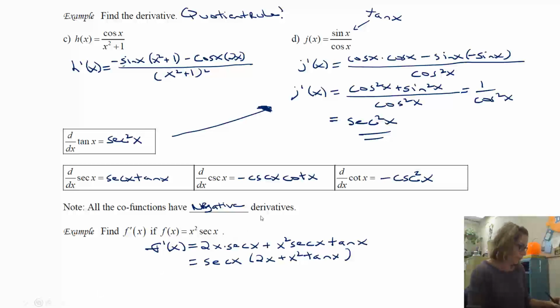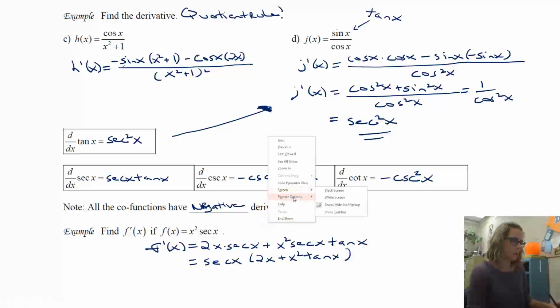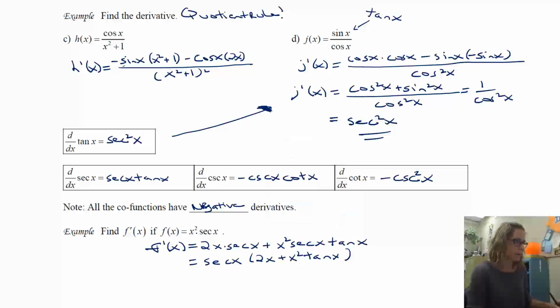You may have noticed we do need the product rule in this situation because we have x squared times secant x. You could have these two terms either way. It's no problem. They're interchangeable in that way. But we have x squared times secant x, so I just did the derivative of the first times the second plus the first times the derivative of the second. My first being x squared and my second being secant x. So just using the product rule to get my answer.